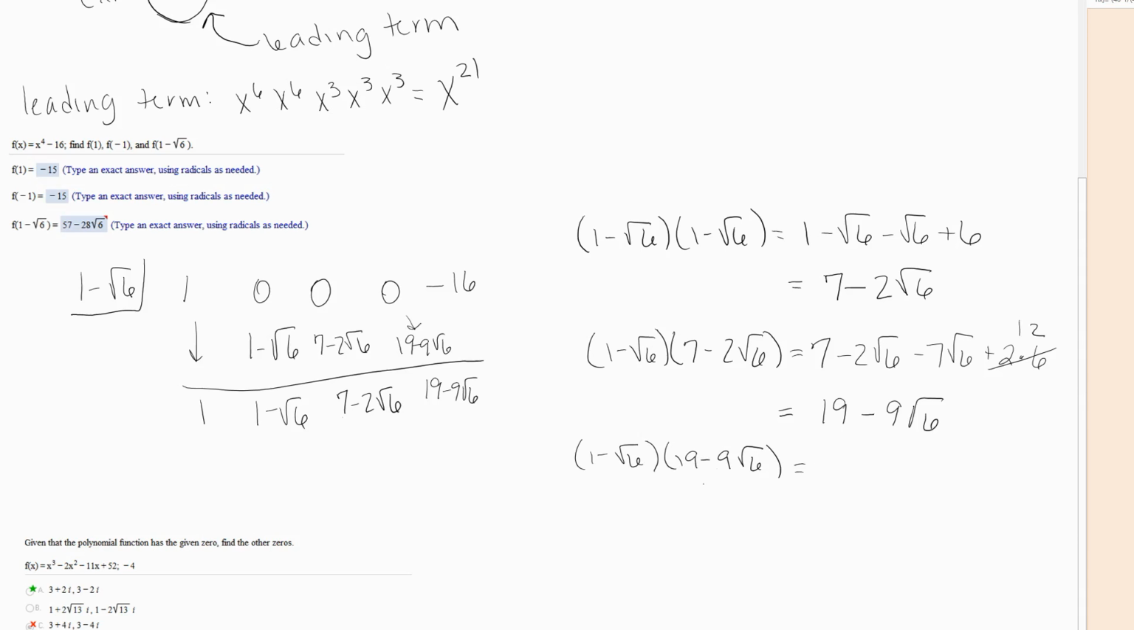And again, we're going to FOIL, so we'll have 19 minus 9 square root of 6 minus 19 square root of 6 plus we'll have 9 times square root of 6 times square root of 6 is 6. So this gives us 19 minus 25 square root of 6.